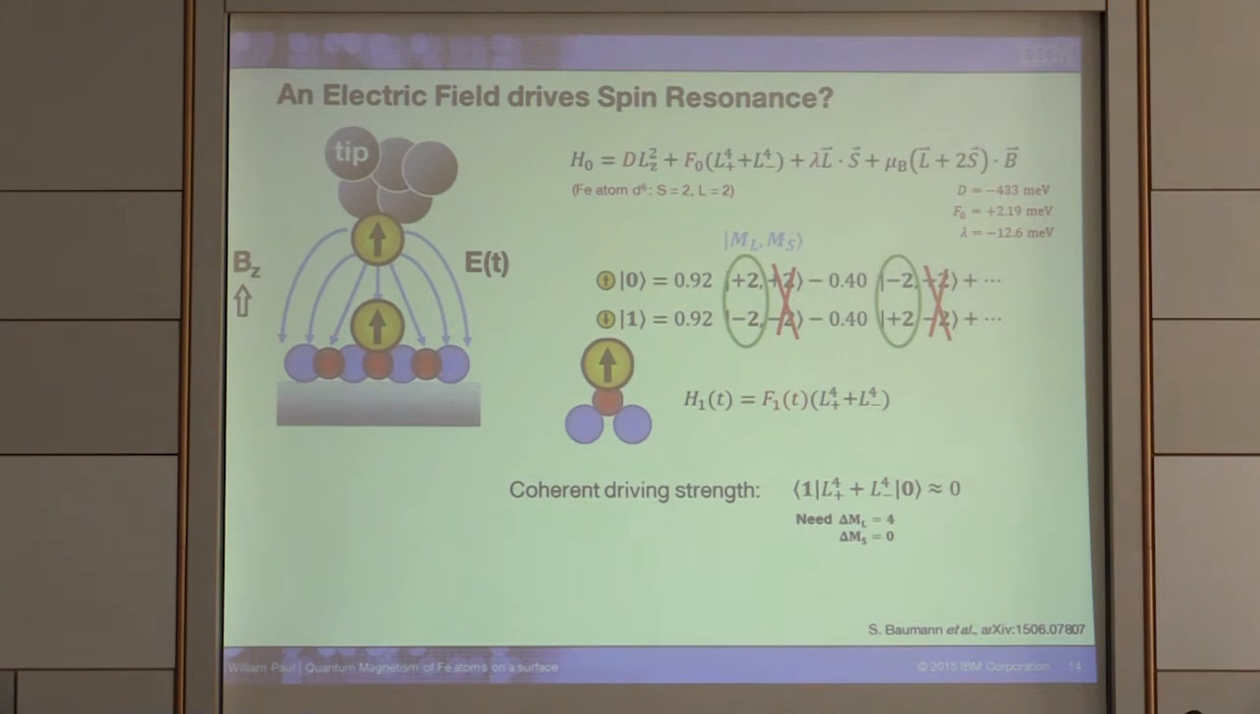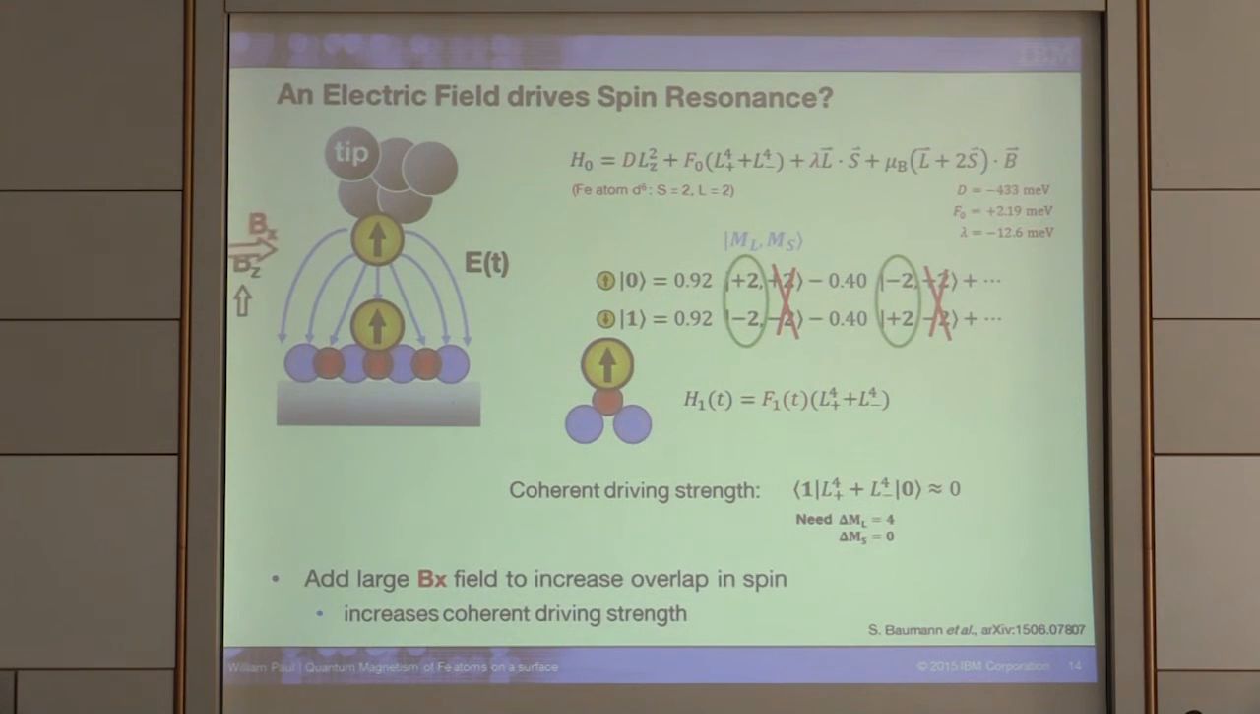But we can actually add a BX field, which mixes the spin states and gives us a much larger transition intensity. So in these experiments, we apply 5 to 7 Tesla in plane, and we have about a 2-degree tilt out of plane. So the BZ field is this small Zeeman field, whereas the BX is the thing that mixes the spin states and allows the coherent transitions.